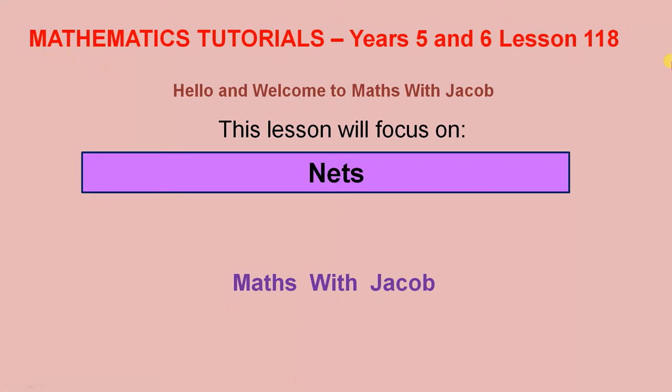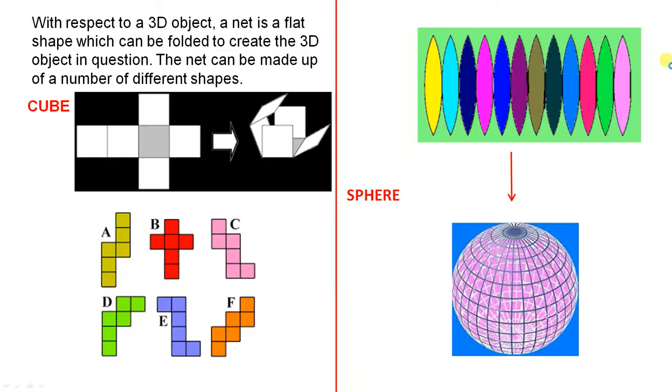This lesson will focus on nets. With respect to a 3D object, a net is a flat shape which can be folded to create the 3D object in question. The net can be made up of a number of different shapes.